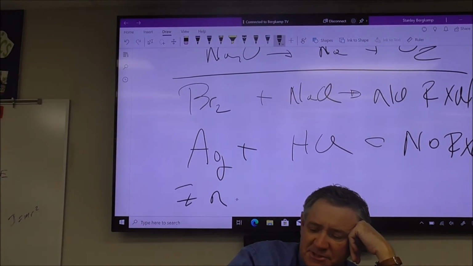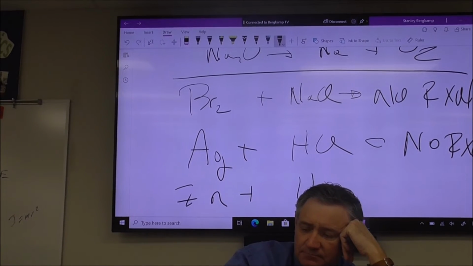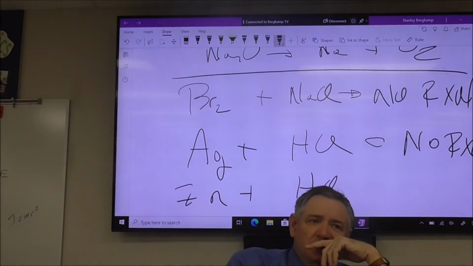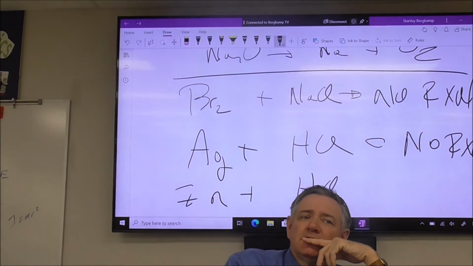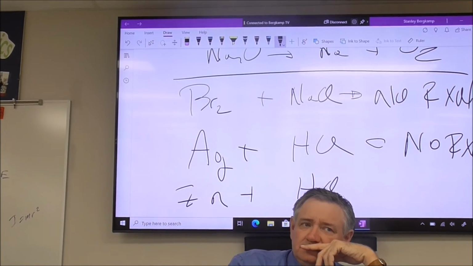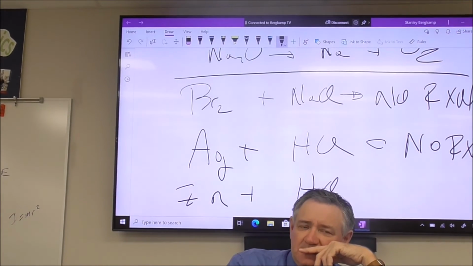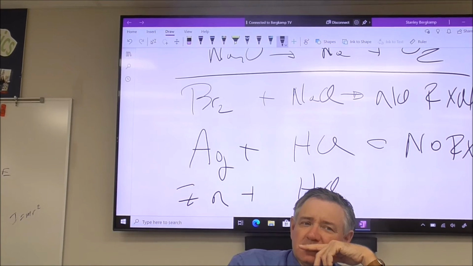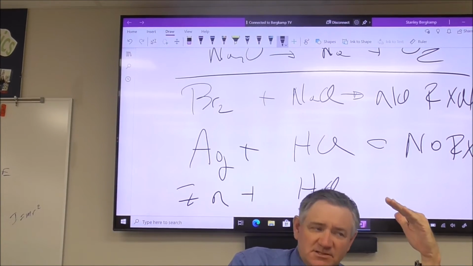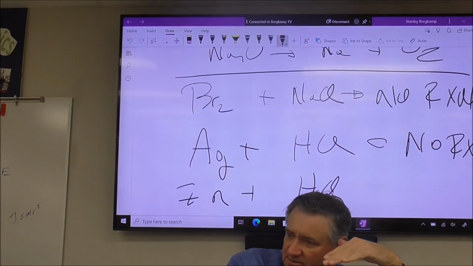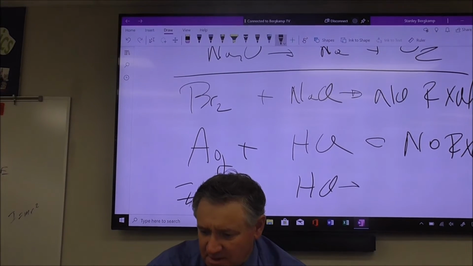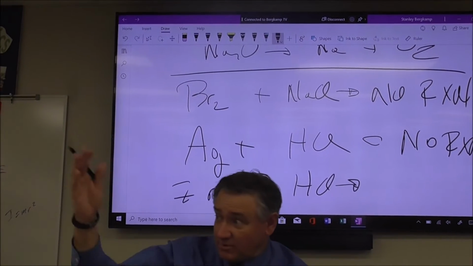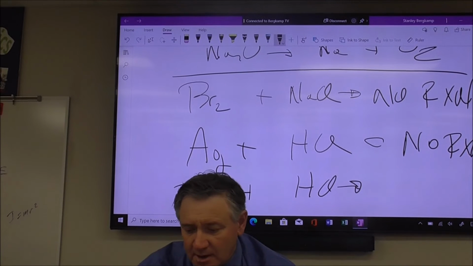Now, however, what if I take a chunk of zinc and react that with hydrochloric acid? Now what's going to happen? It'll react. Why? Because it's higher than hydrogen on the reactivity series. So zinc is above hydrogen. So this is going to be a single displacement reaction, or a redox, however you want to call it.